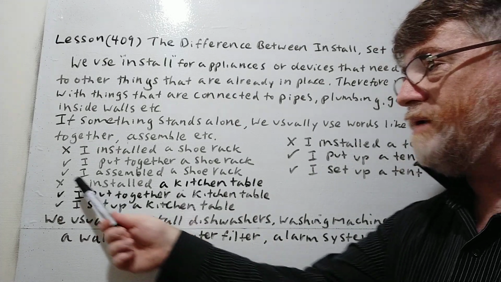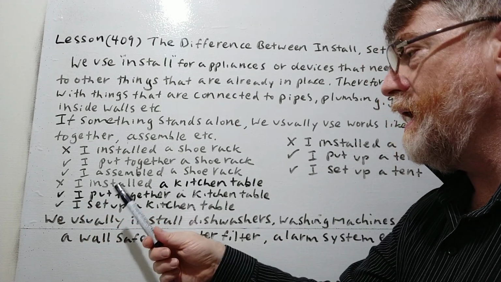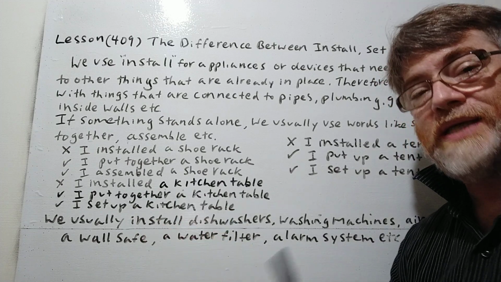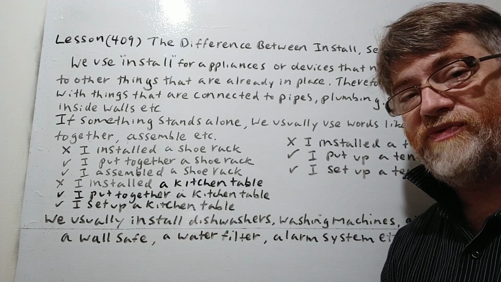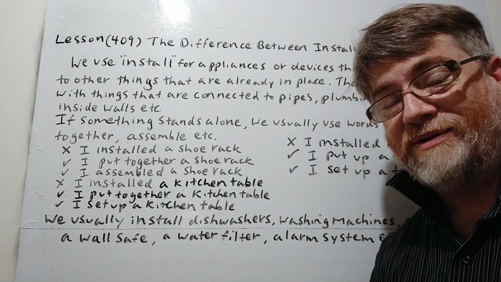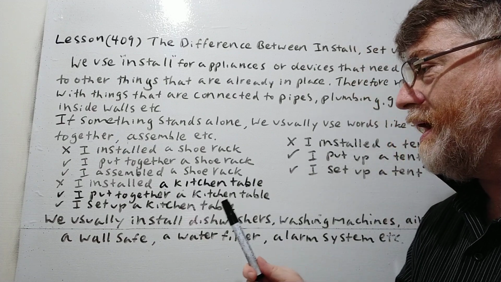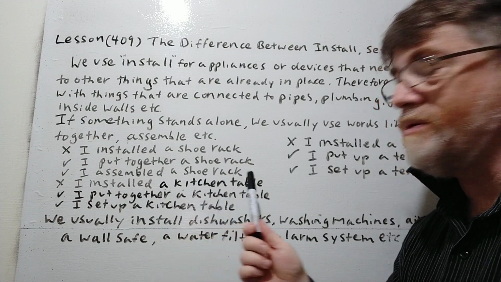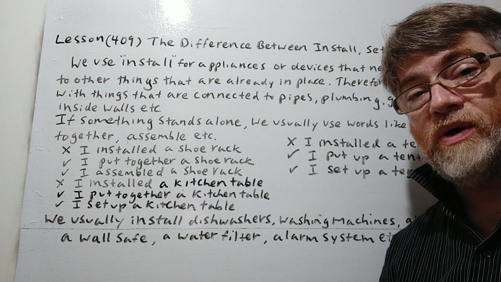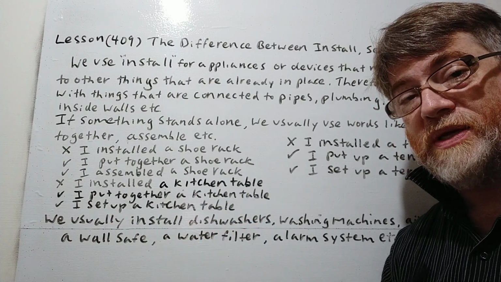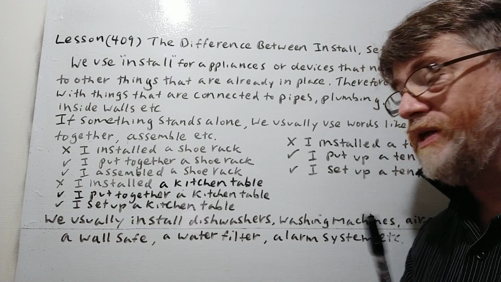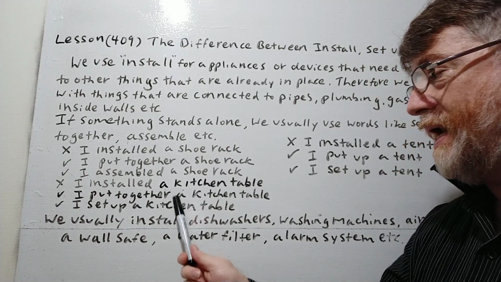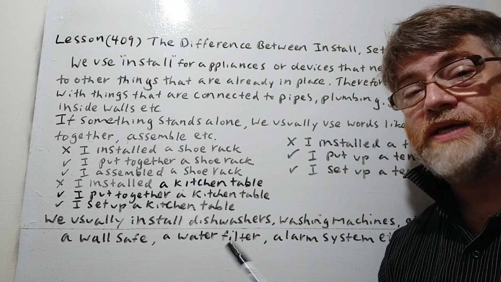All right, the next one, again with the X, this is wrong: I installed a kitchen table. Again, if the kitchen table is standalone, it's not attached to anything, then of course it should not be installed. It should be, again, I put together a kitchen table, maybe if it was a brand new one and you had to put some of the pieces together yourself. Then you say that. I set up a kitchen table. Yeah, you could say that as well.